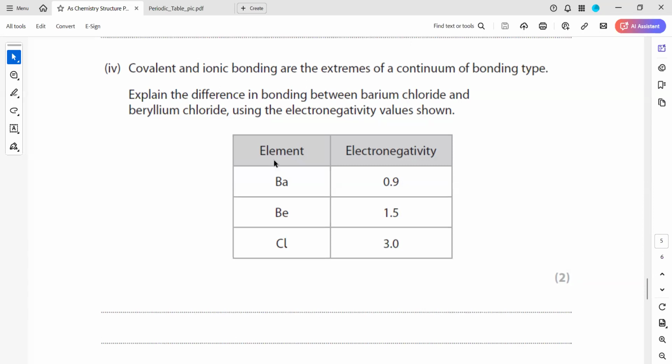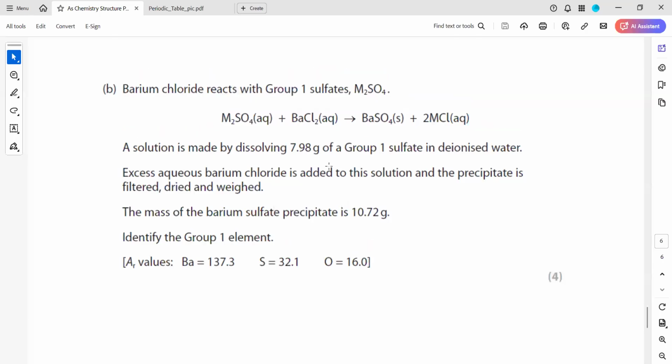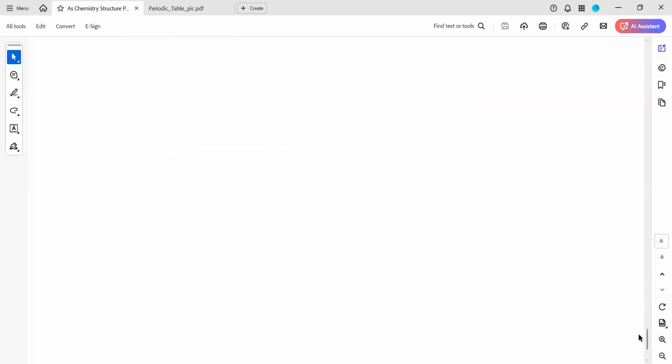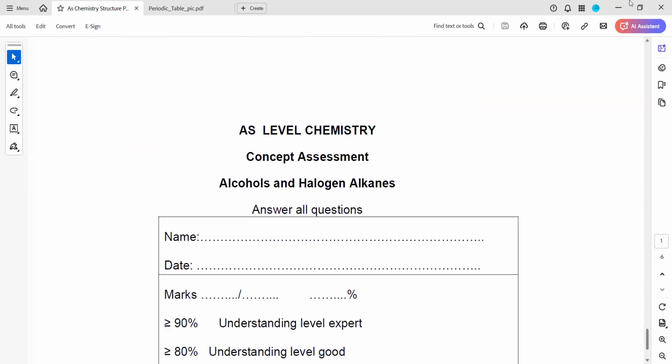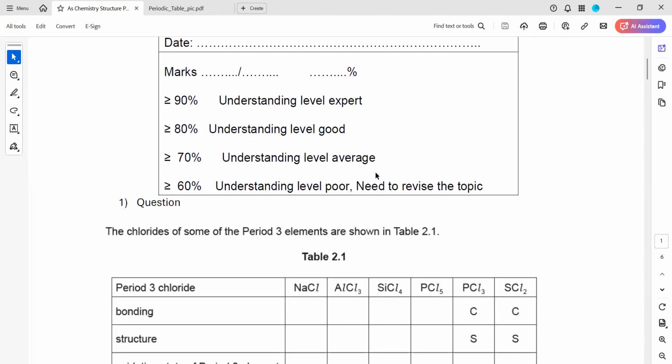Part B, any doubt? The calculation. A solution is made by dissolving 7.98 grams of group 1 sulfate. No doubt in this? Okay. So this was pop quiz 13.